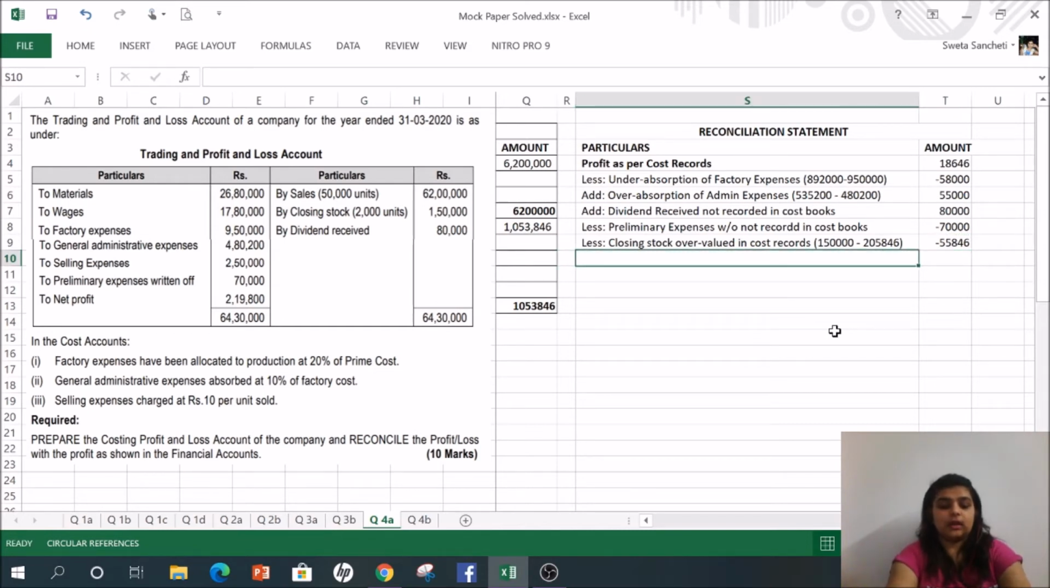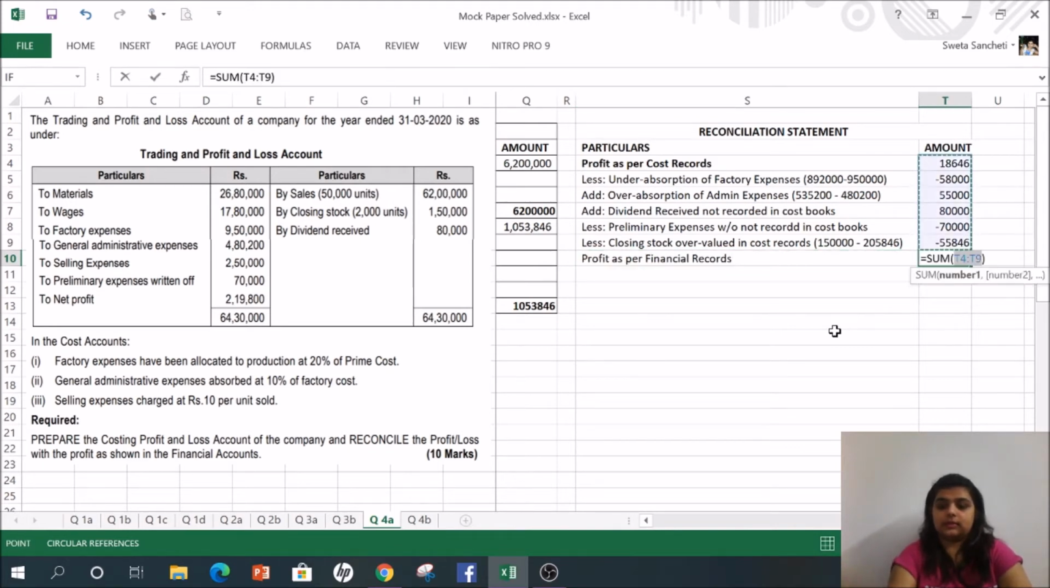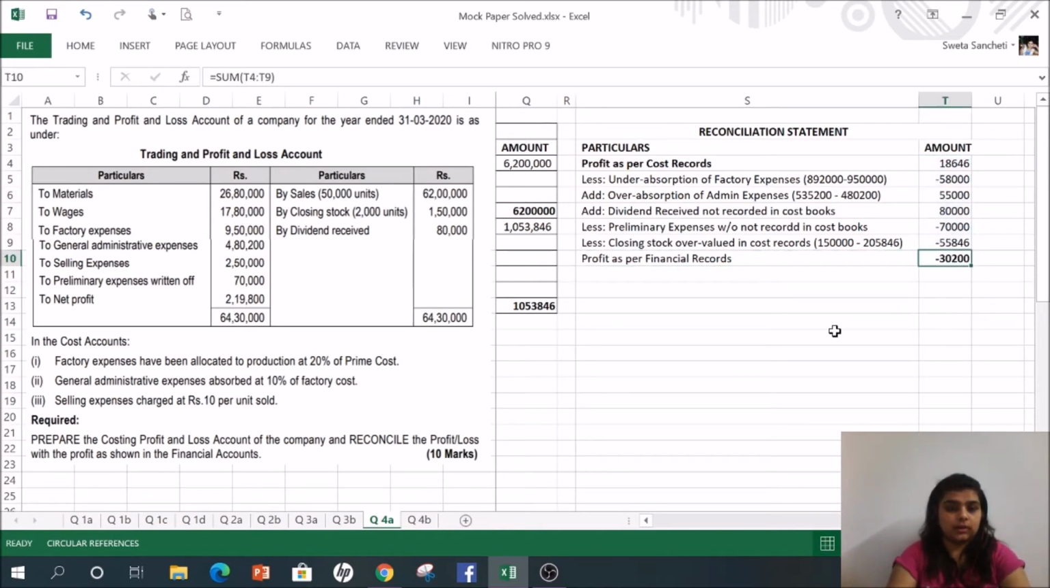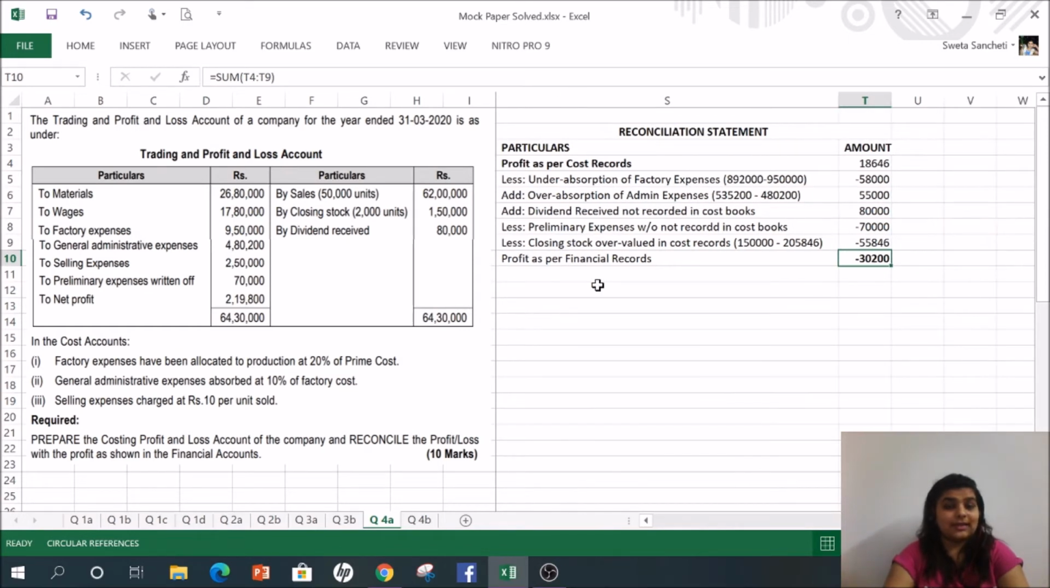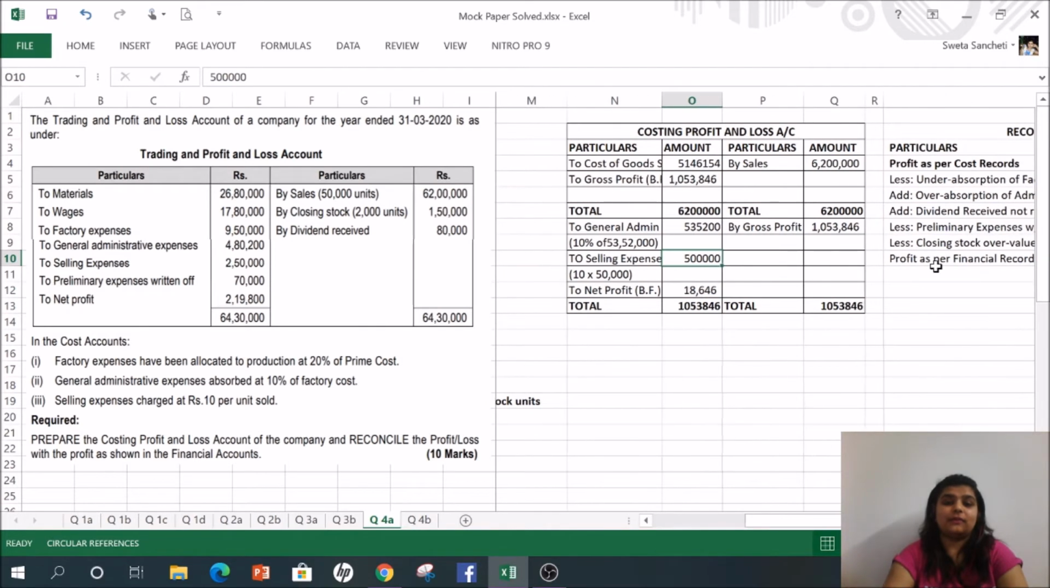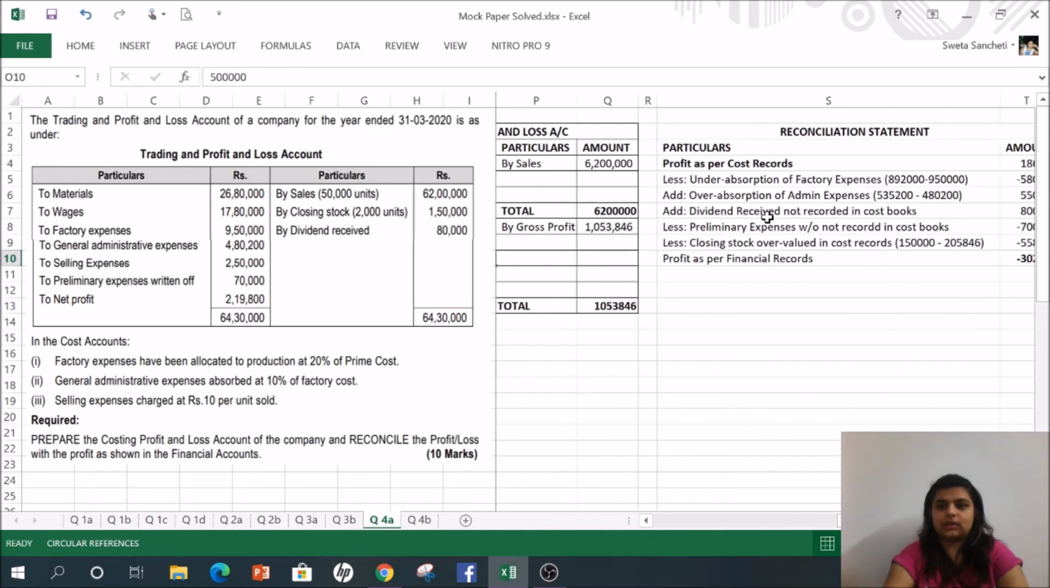What we get is our profit as per financial P&L or financial records. Let us see, that is equal to 30,200. That means we have not recorded something. Selling expenses: here it is 2,50,000, whereas here it is 5 lakh. So 2,50,000 more selling expenses have been recorded in our cost book. So we need to write that as well.